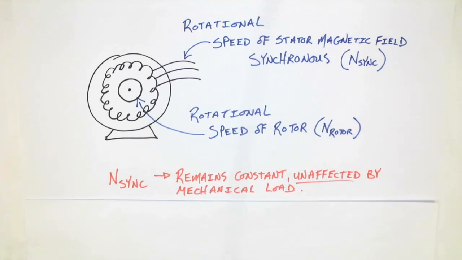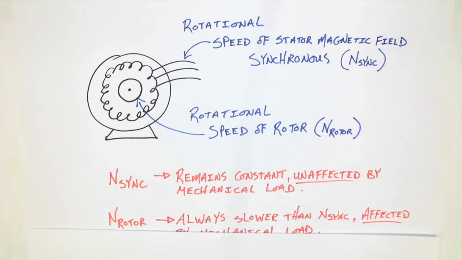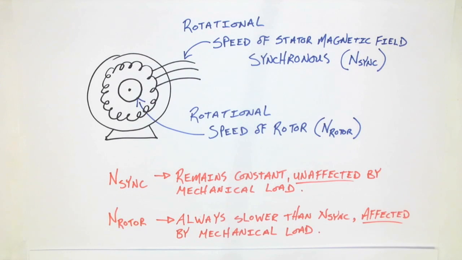Now, it's important to understand that the synchronous speed will remain constant and be unaffected by mechanical load. So this is purely based on a couple of different factors that we're going to calculate. The rotor speed is always slower than the synchronous, and it is affected by the mechanical load. And so this is one that will vary in speed depending on what we connect to the motor.